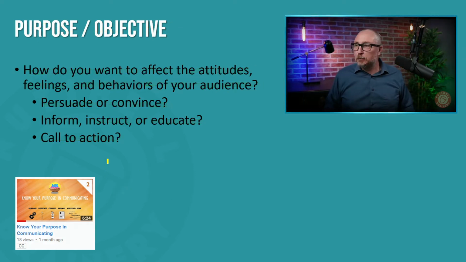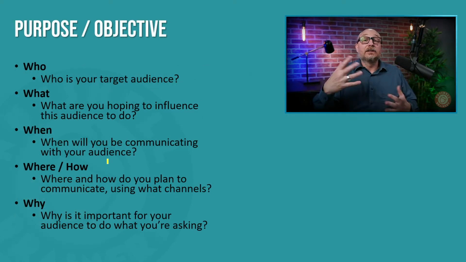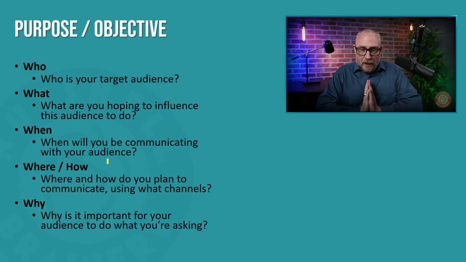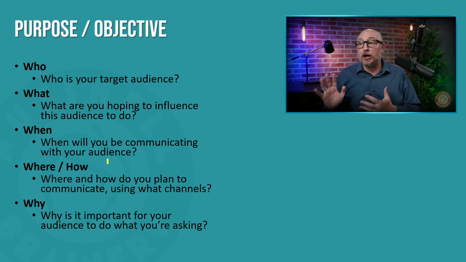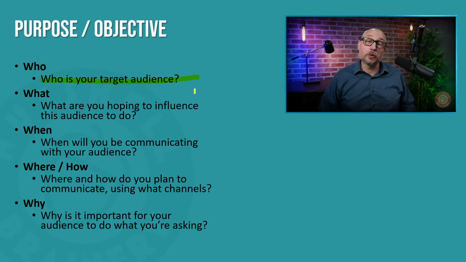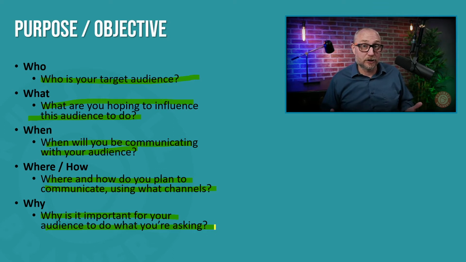Now, this purpose and objective statement is only one paragraph. But in that paragraph, it really answers all of these questions. Who is your target audience? What are you hoping to influence this audience to do? When will you be communicating with your audience? Where and how do you plan to communicate? In other words, what channels are you going to use? And why is it important for your audience to do what you're asking them to do?